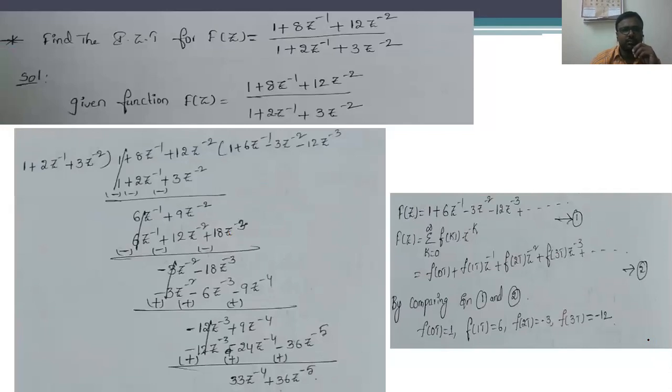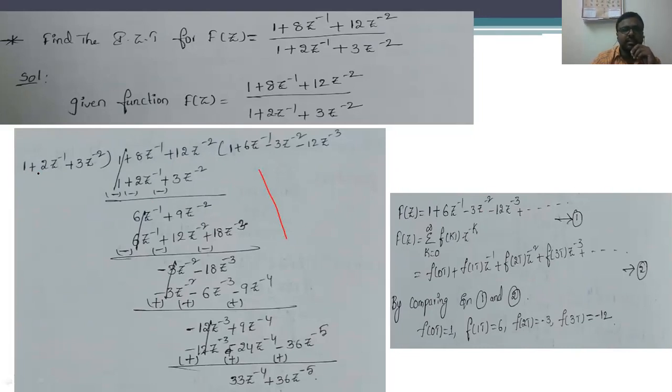Find the inverse Z transform for the function f of z is equal to 1 plus 8 Z inverse plus 12 Z power minus 2 whole divided by 1 plus 2 Z inverse plus 3 Z power minus 2. Because here the function we have is given itself in Z power negative terms. Therefore, applying the simple division process, we are going to get this long division method.